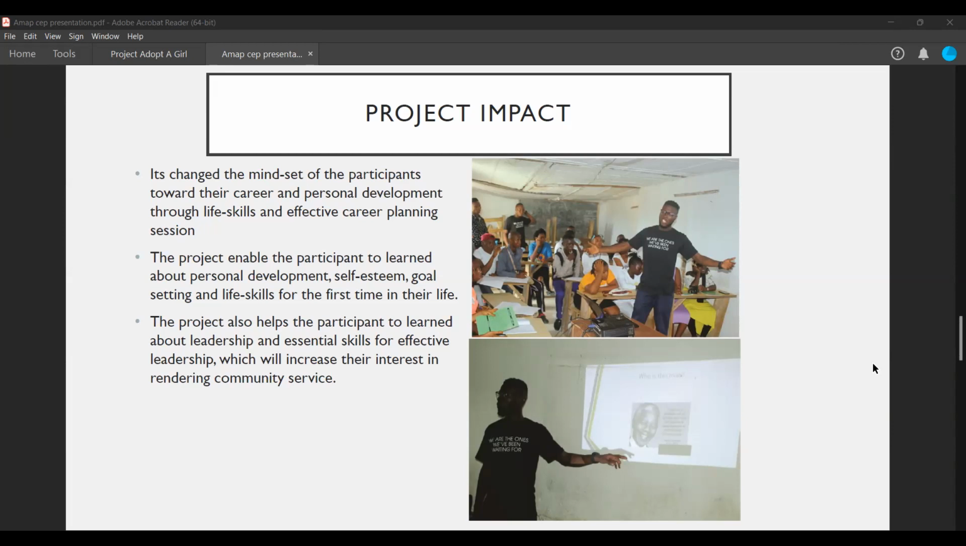The project also helped the participants to learn about leadership and essential skills for effective leadership. So we incorporated a session on leadership during the training, in order to get the participants to gain knowledge on leadership, especially for community participation and community engagement, so that they will be able to contribute towards their community through volunteerism and also take up leadership roles in the society. This project helped the participants gain leadership skills that will help them practically take up leadership roles in society and in their community as well.